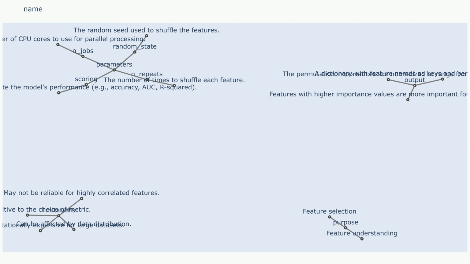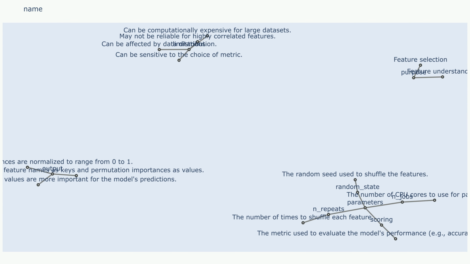Key values in the result object. importances_mean is the mean importance score for each feature across all repetitions. importances_std is the standard deviation of importance scores for each feature. importances is the importance scores for each feature in each repetition. n_repeats is the number of permutations performed per feature. random_state is for reproducibility.